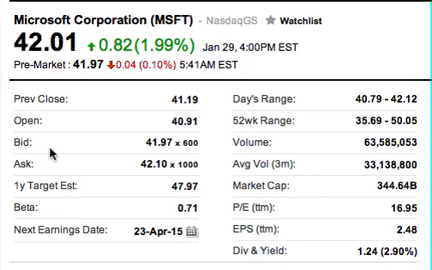The bid price is the price that the market maker is asking if you want to sell your shares. So if you have 100 shares of Microsoft and you are going to sell them, you would be selling them at $41.97. The asking price is the opposite. That's the buy price. So if you wanted to go and buy shares of Microsoft, you would pay the ask price, which is $42.10.